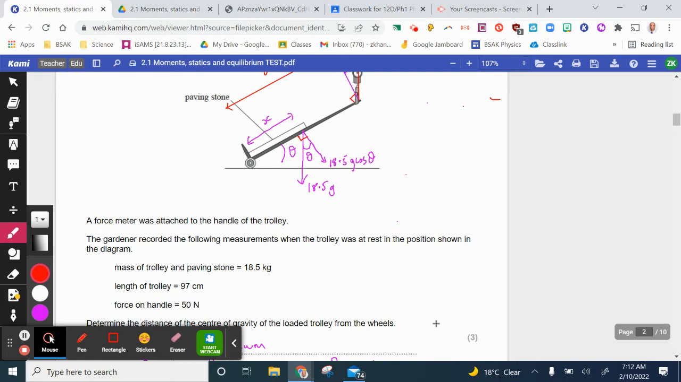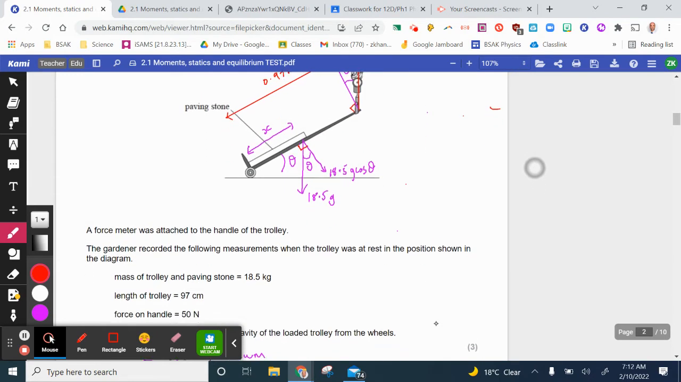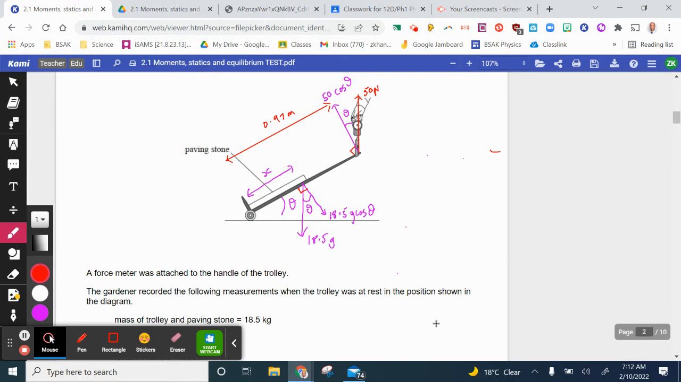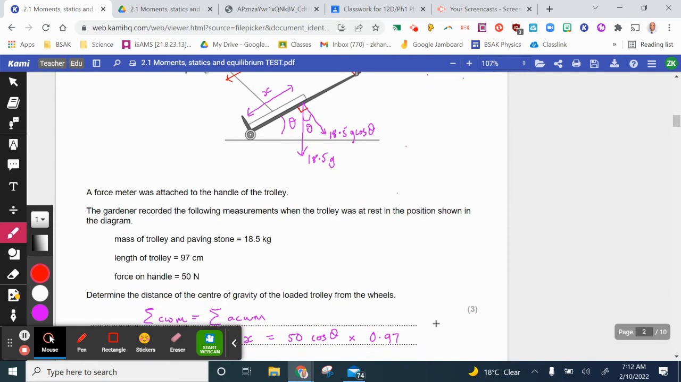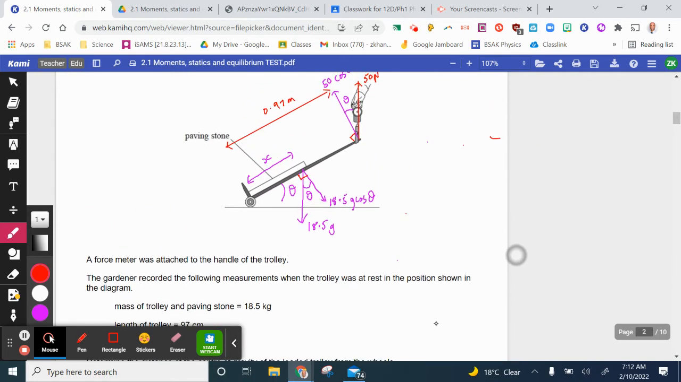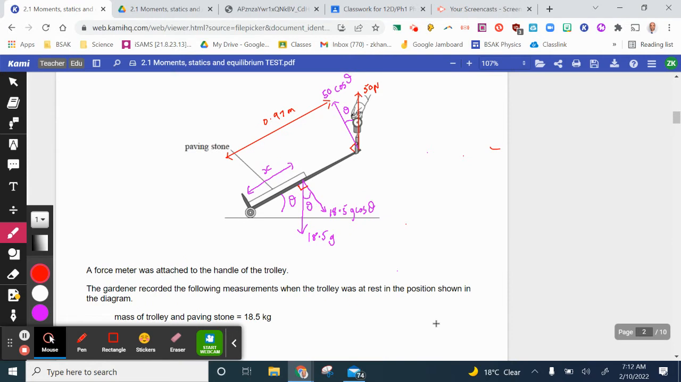Okay, because this is the angle of the incline or angle at which the trolley has been tilted, similar to objects on an incline, this angle also then equals theta. Now, the length of the trolley is 97 centimeters, and that's from the pivot point to the point where the handle is, and we know that the force on the handle is vertically upwards, which is measured on the Newton meter as 50 newtons.